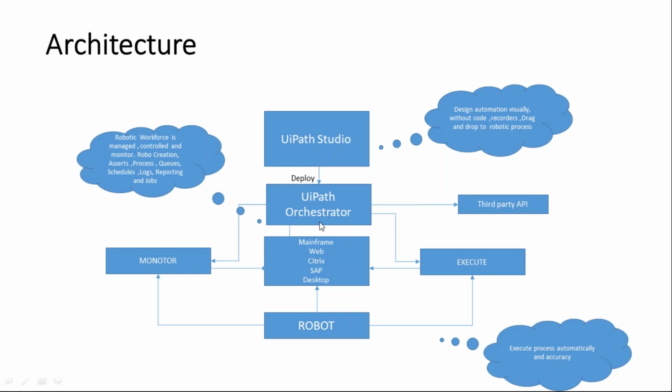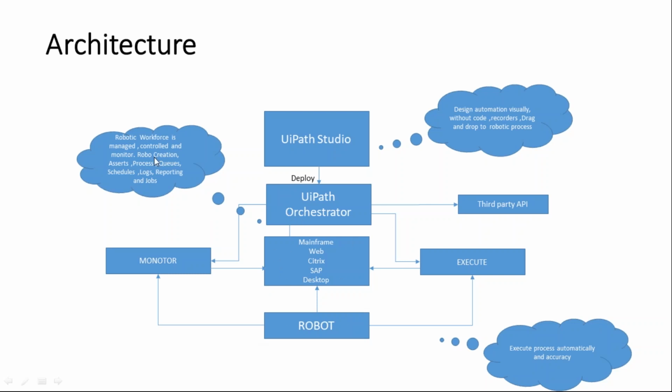It will be deployed as a NuGet package. With this NuGet package, I'm going to create the process. Here it is going to interact with any third-party API, like Google Calendar, Google API, any type of third-party APIs. By using UiPath Orchestrator, I can execute or monitor this type of applications. What are those? Mainframe, web, Citrix, SAP, desktop. This type of application I can monitor.